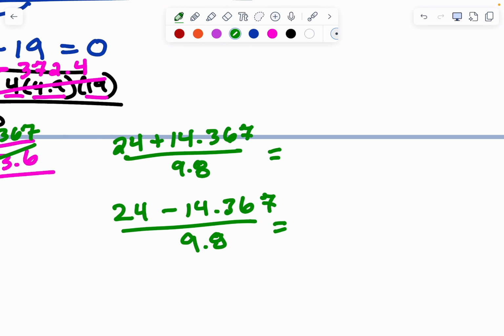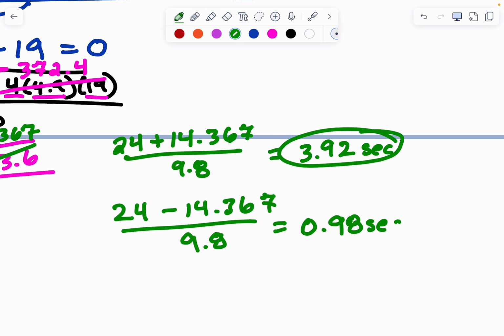I'll do the bottom one. What did you get, Ella? 3.915 for the plus, so about 3.92 seconds. For the bottom one, 24 minus 14... I got 0.98267, so about 0.98 seconds.